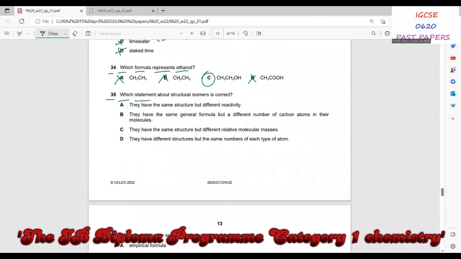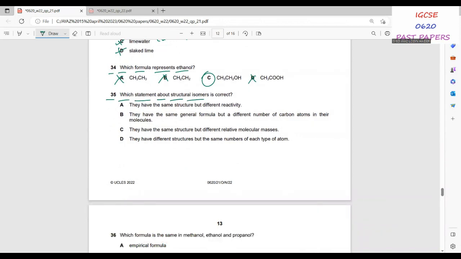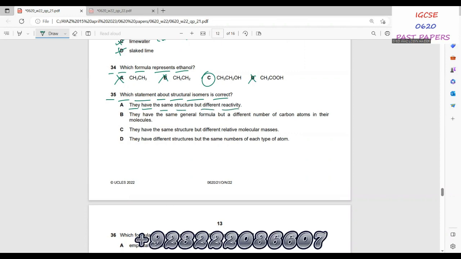35. Which statement about structural isomers is correct? A. They have the same structure but different reactivity. No, this is wrong. B. They have the same general formula but a different number of carbon atoms in their molecules. This is also wrong. C. They have the same structure but different relative molecular mass. This is again wrong. Structure will be different and relative molecular mass will be the same. So D will be the right answer. They have different structure but the same number of each type of atom.